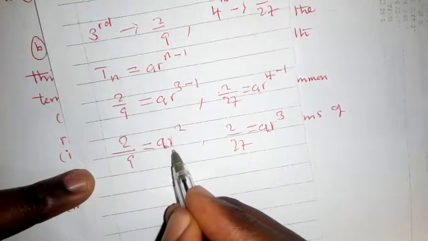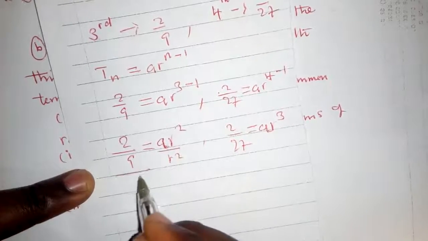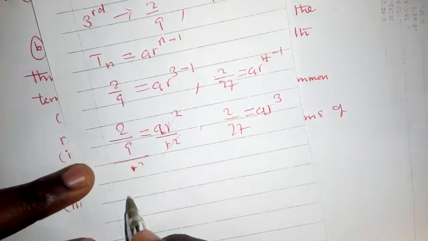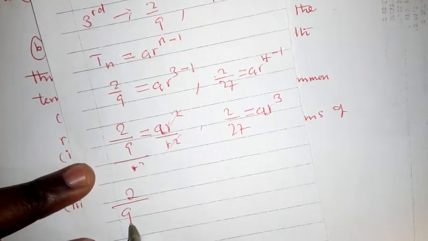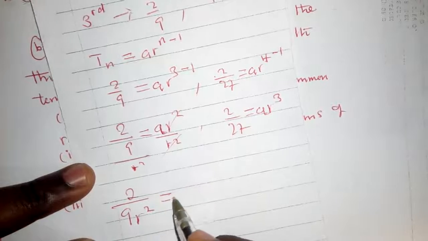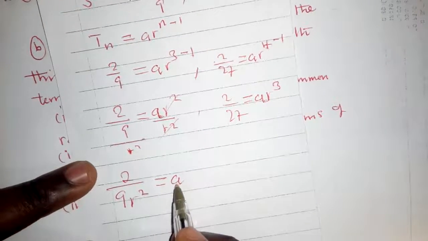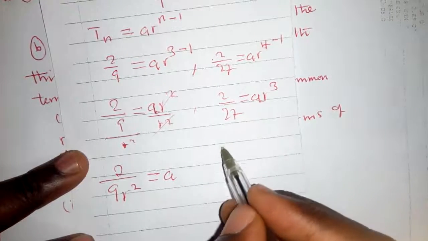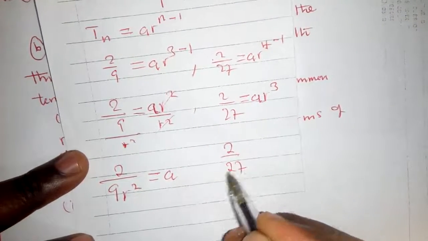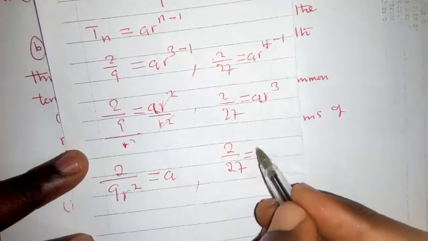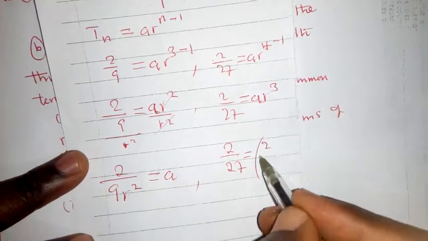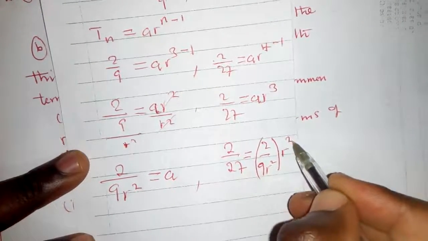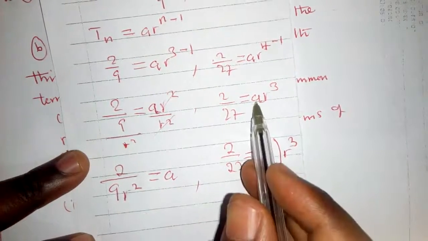So we can divide by r squared, both sides. So this will go here, we have 2/9 over r squared is equal to a. So we have made a the subject of the formula. So we'll get this a, put it in the equation, so it will look like this in the second equation. Where there is an a here, we put 2/9 over r squared. You see, I've just gotten this, put it where a is.